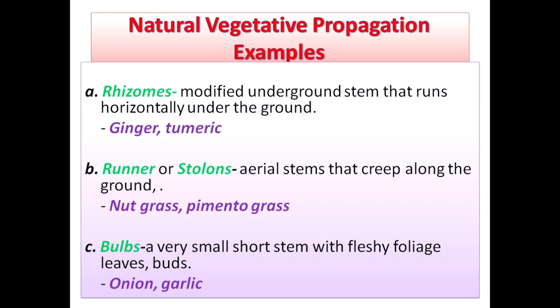C, bulbs. Bulbs are very short stems with fleshy foliage, leaves, and buds. The onion and garlic plants normally use bulbs to reproduce. These are stems, but they are short stems, and they have those fleshy leaves that store a lot of food, and it helps the onion and the garlic plant to produce new plants without the use of seeds.